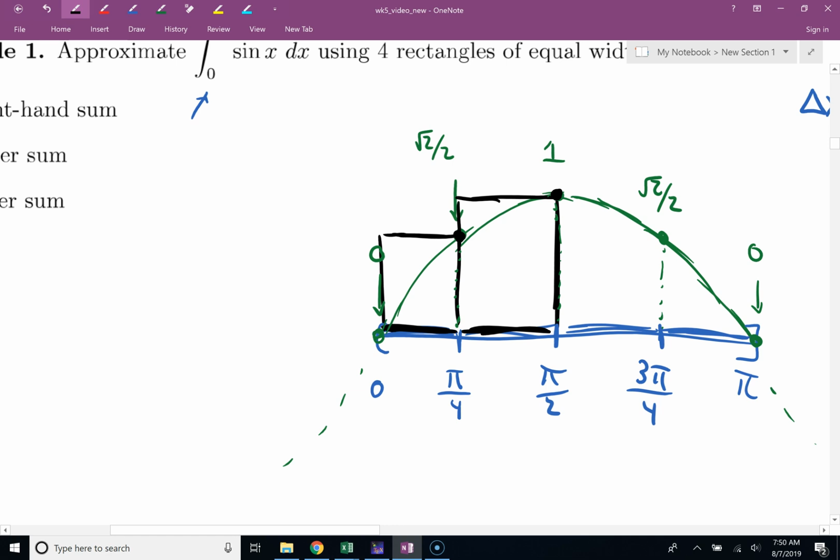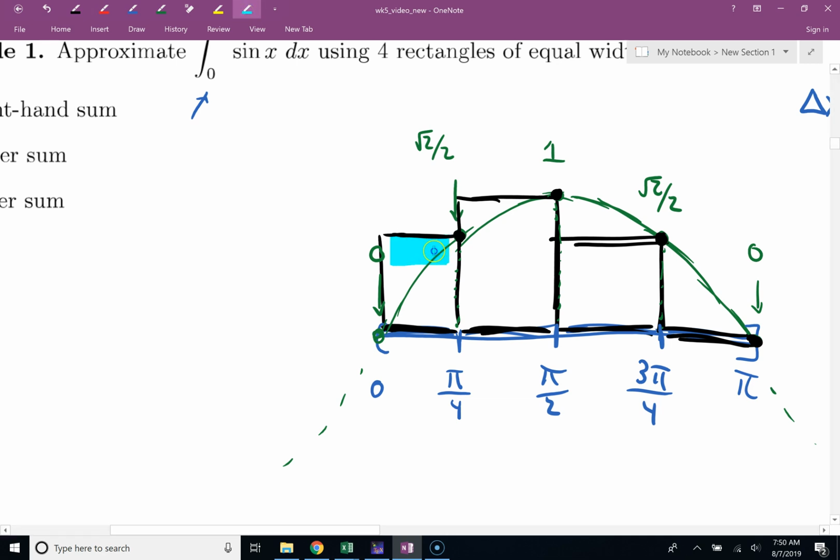And then for my third piece, the right-hand point is going to be my height. There we go. And for my fourth piece, the height is just going to be 0. So this is quite a boring rectangle. It doesn't have any height, so its area is going to be 0.